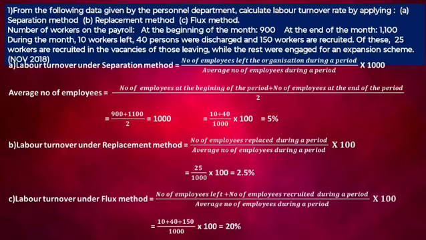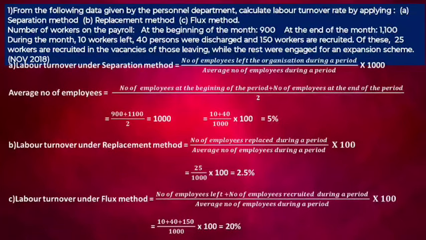Now under the separation method, we are calculating the average: 900 plus 1100 divided by 2, you get 1000. So average number of employees during a period is 1000. I hope you would understand that. Now the application of the formula: 10 plus 40 divided by 1000 into 100. Since it is a percentage, it is equal to 5%. So the answer for labor turnover under separation method is 5%.